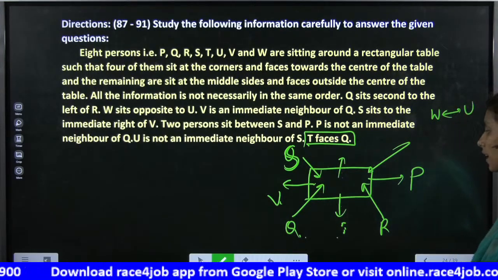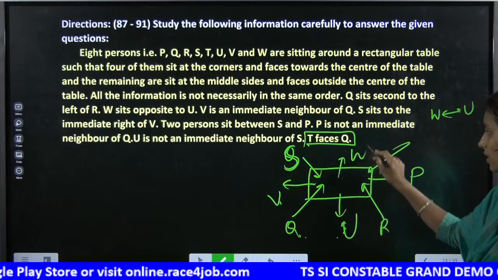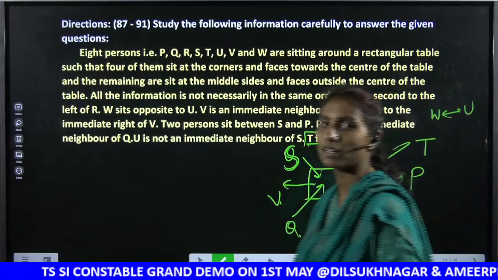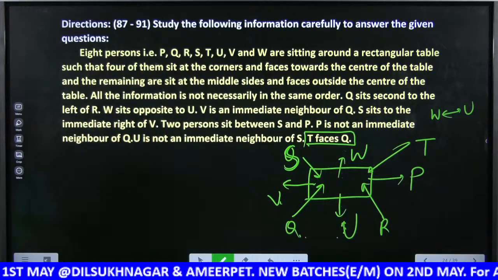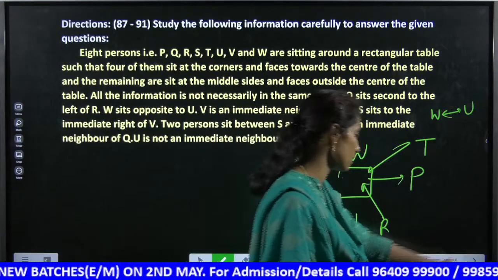U is not an immediate neighbor of S. U should not come here, so directly you can consider U is here, W is here, and T is opposite to the Q. Right? We are done with our seating arrangement. Right? Okay. First question in this.